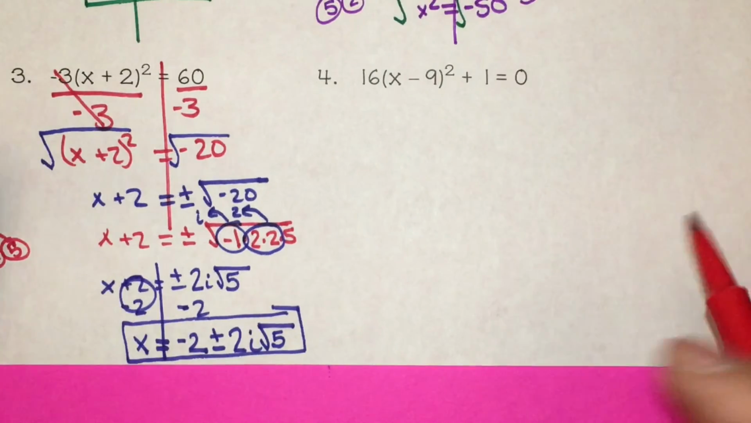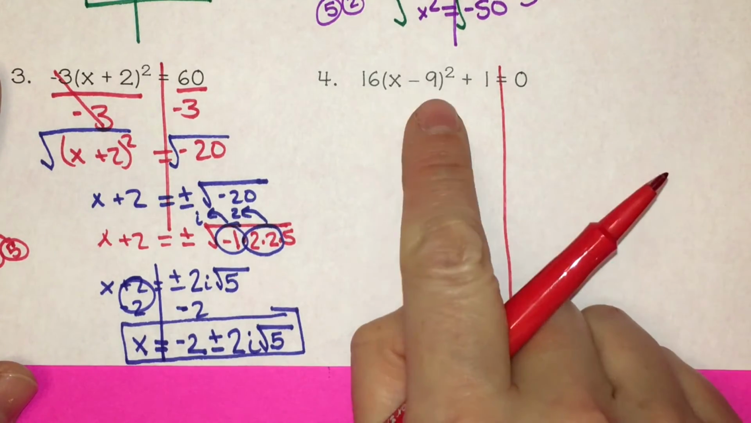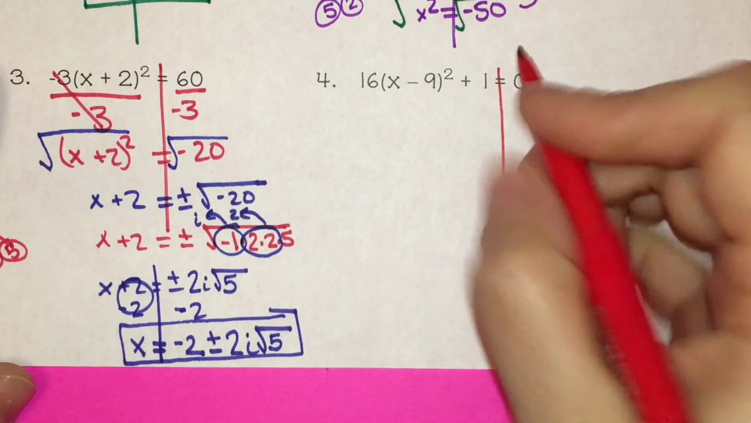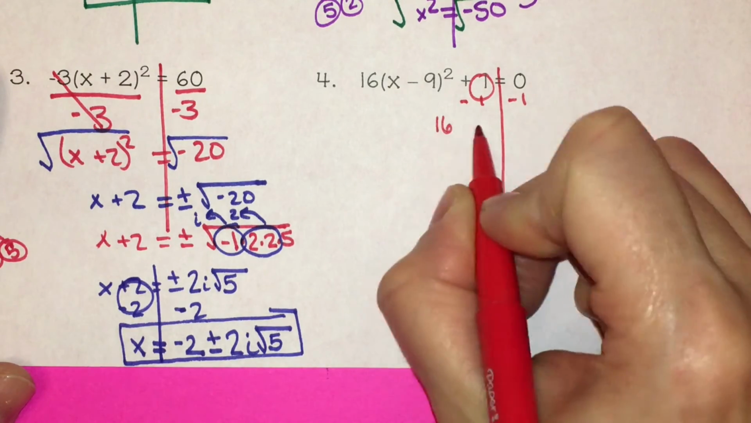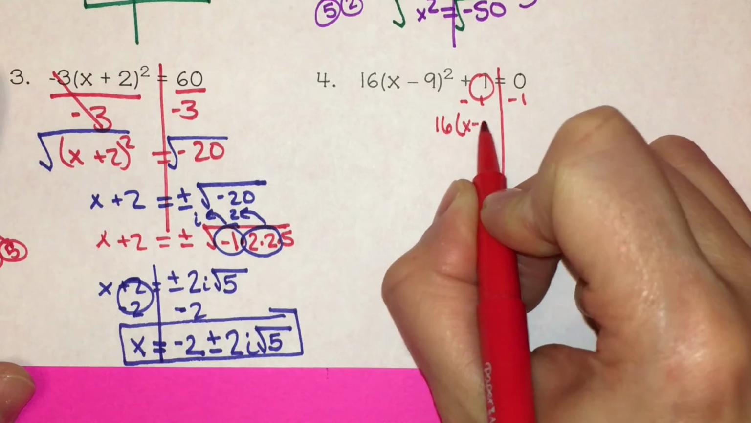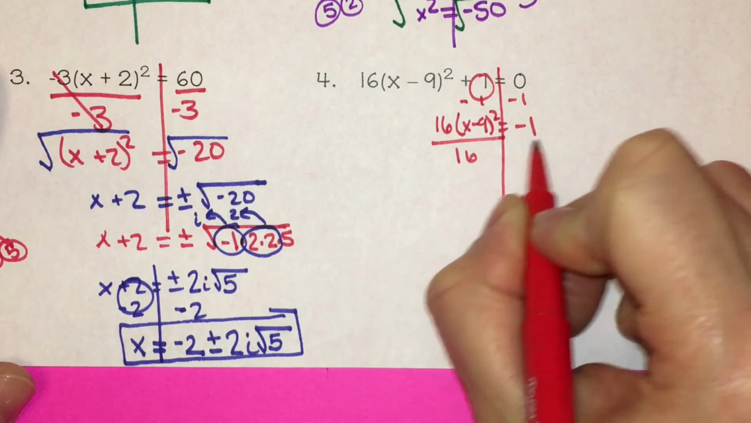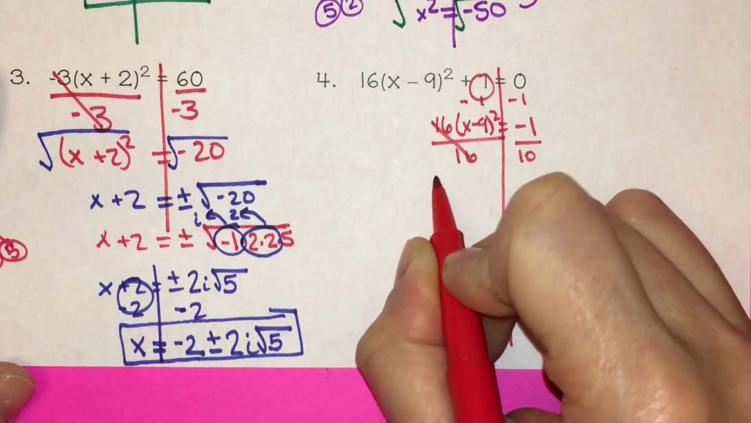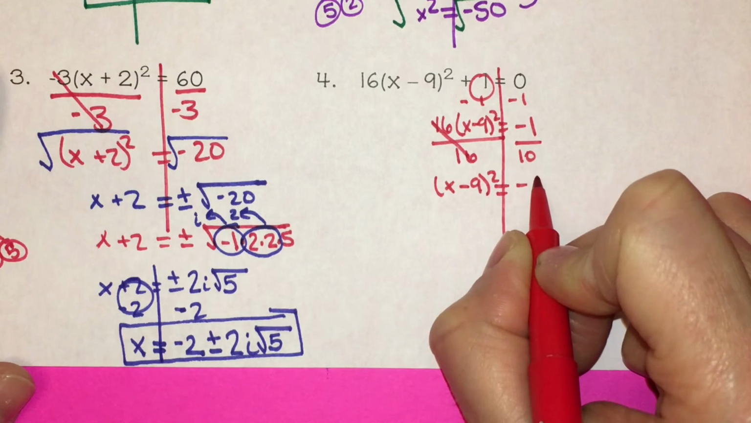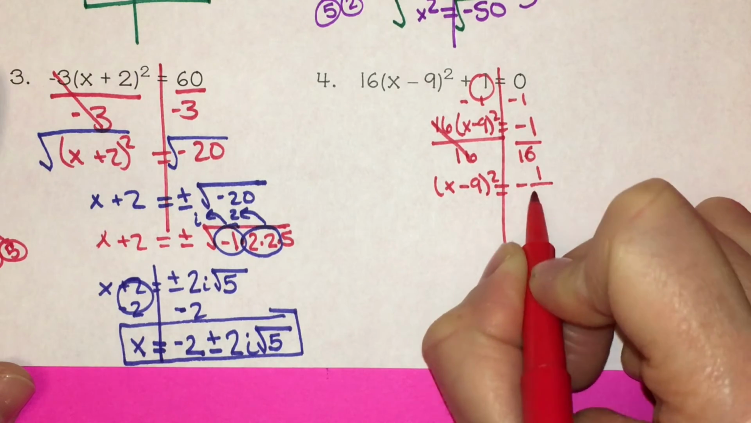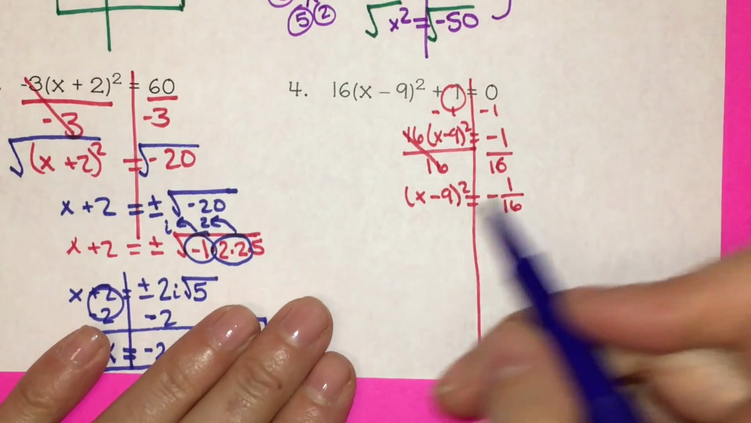And the last one, right, you have to move everything but that (x minus 9) squared over to the right. So start by subtracting 1 from both sides. So we have 16 times (x minus 9) squared equals negative 1. Divide both sides by 16. And I have (x minus 9) squared equals negative 1 over 16. At this point, we can take the square root of both sides.